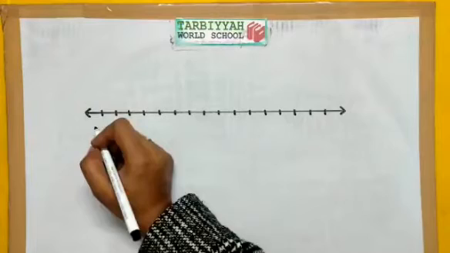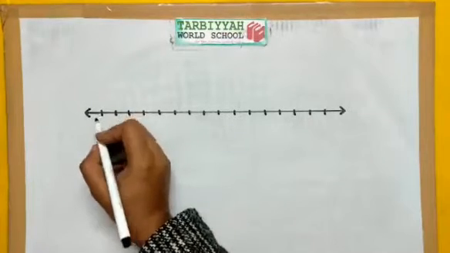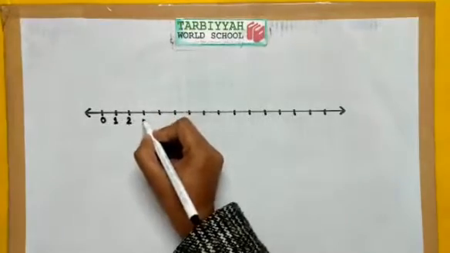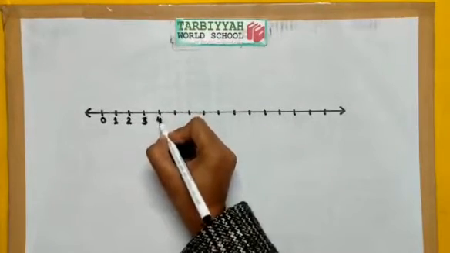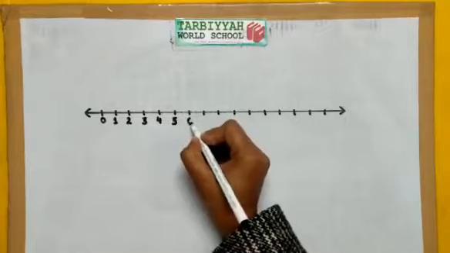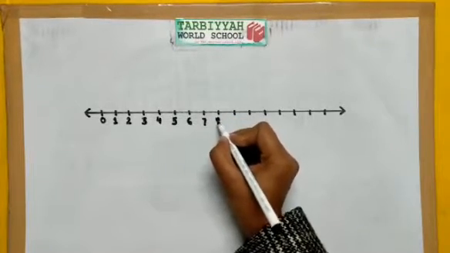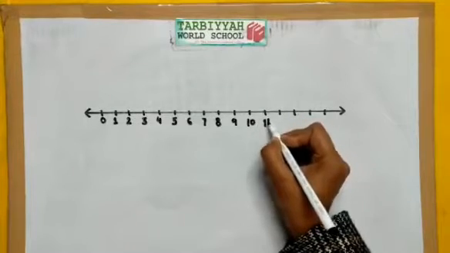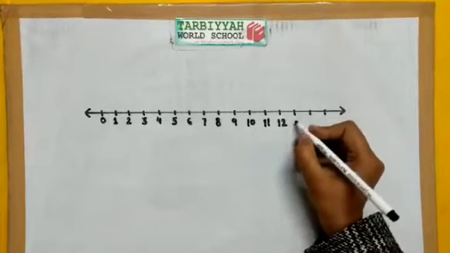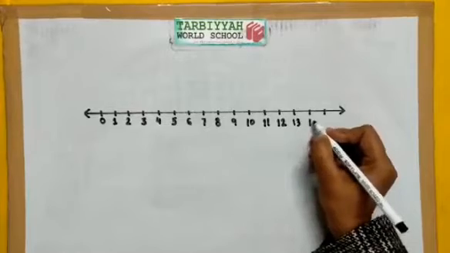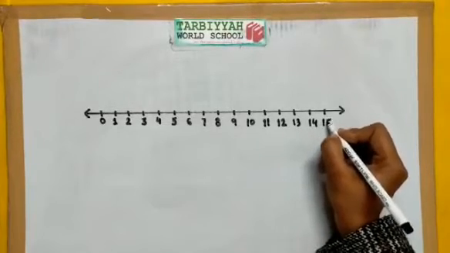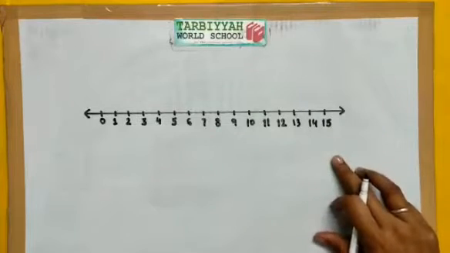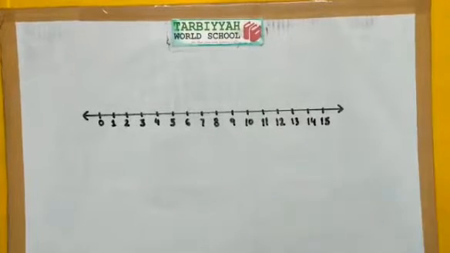And from which number does the number line start? From 0. 1, 2, 3, 4, 5, 6, 7, 8, 9, 10, 11, 12, 13, 14 and 15. And this is our number line.